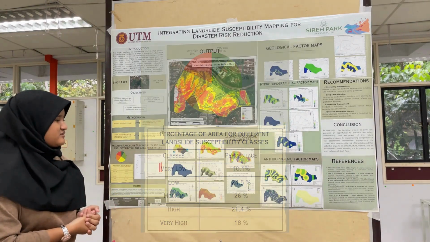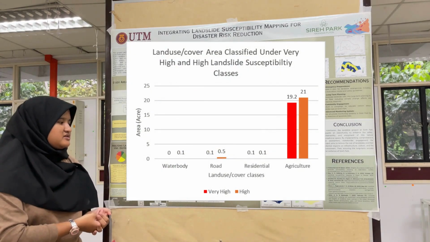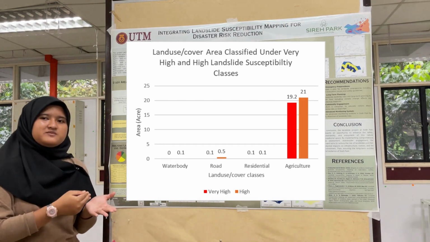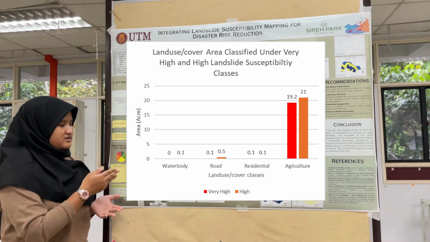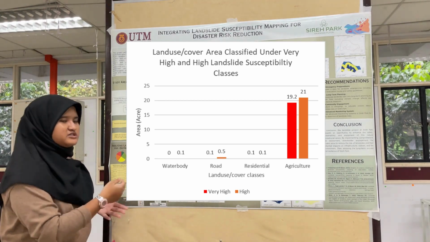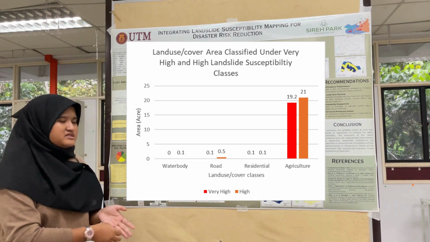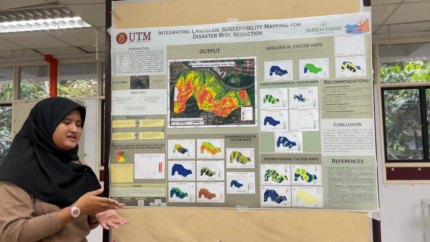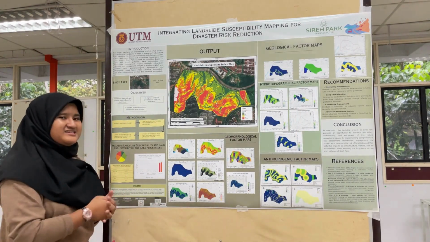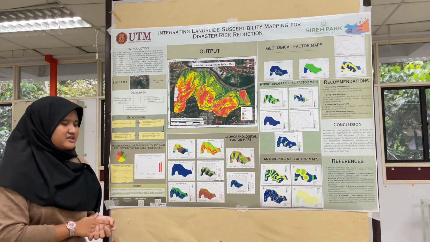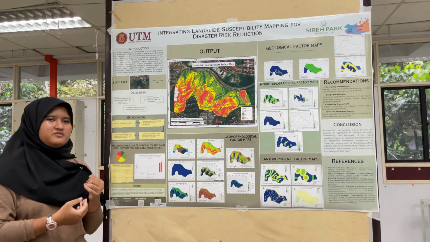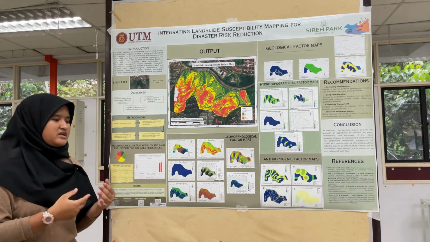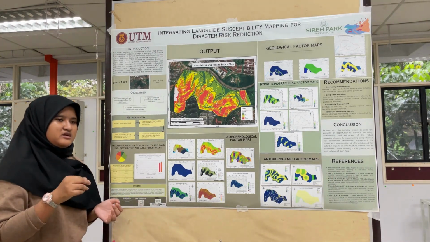For the second analysis, which is land use land cover area, that is classified from the very high and high landslide susceptibility classes. So in this analysis, we can see that agriculture has the highest, which is 19.2% for the very high and 1% in high classes. So this means that the agriculture area is more prone to landslide because the area itself is big, which contains 80% of the area of Zone 1.